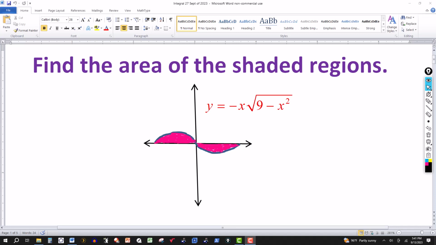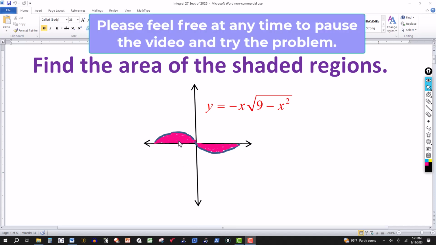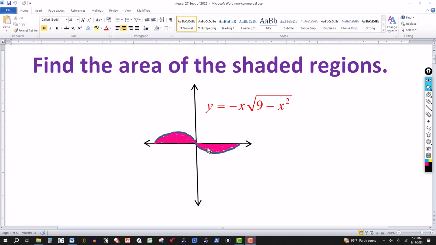In this video, we want to find the area of the shaded region. There are two regions shaded here in pink, and it's a symmetrical curve. If you replace x by minus x and y by minus y, it gives you the same equation. So we have a symmetry here.